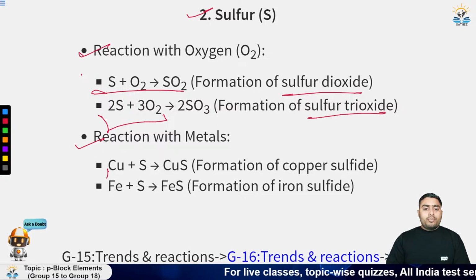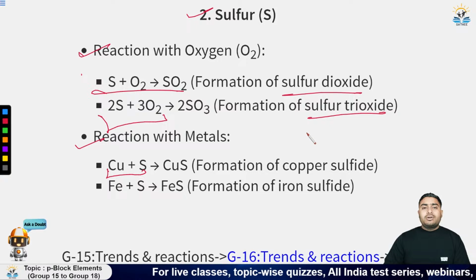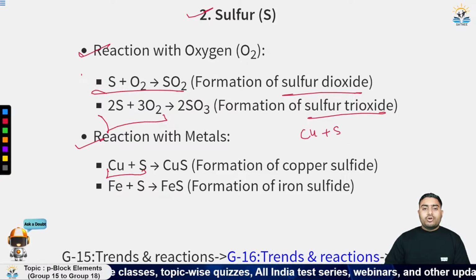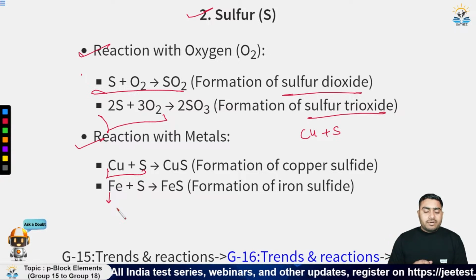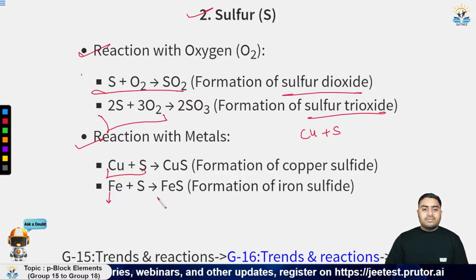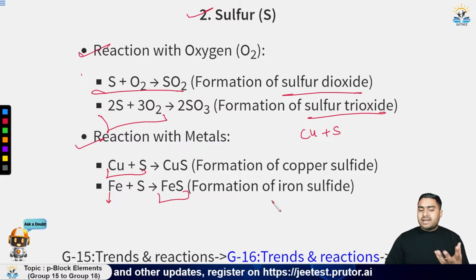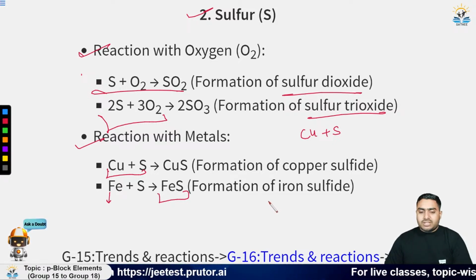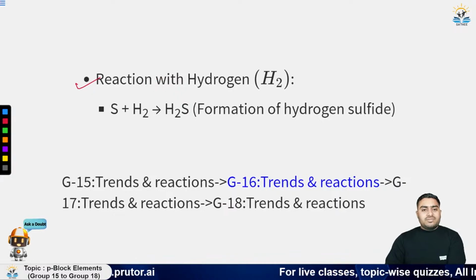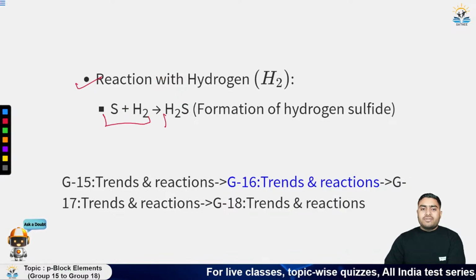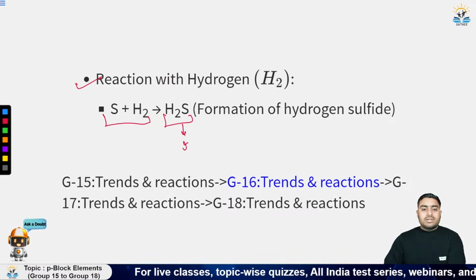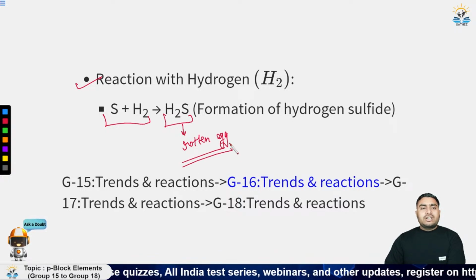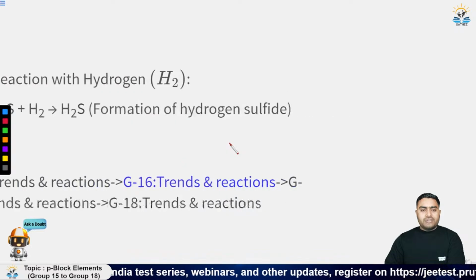Reaction with metals. Copper when treated with sulfur. You know, in the lower grades we have covered this experiment, when iron filings are mixed with sulfur powder and then heated, then you will get iron sulfide, which is FeS. Fe plus S gives FeS. Cu plus S gives copper sulfide, which is CuS. Let's move to the next, reaction with hydrogen. Sulfur can react with hydrogen. It can form H2S gas, and H2S gas has a rotten egg smell. So this is the formation of hydrogen sulfide.